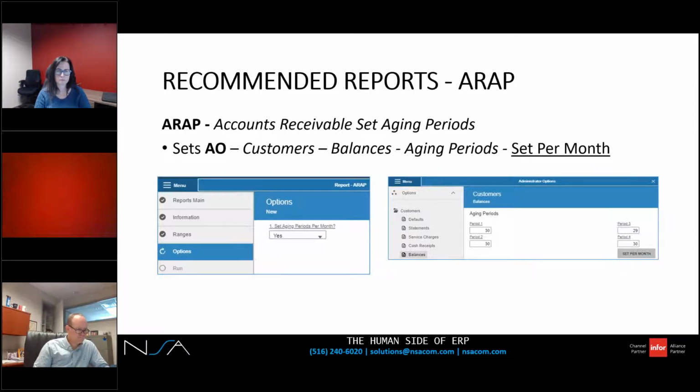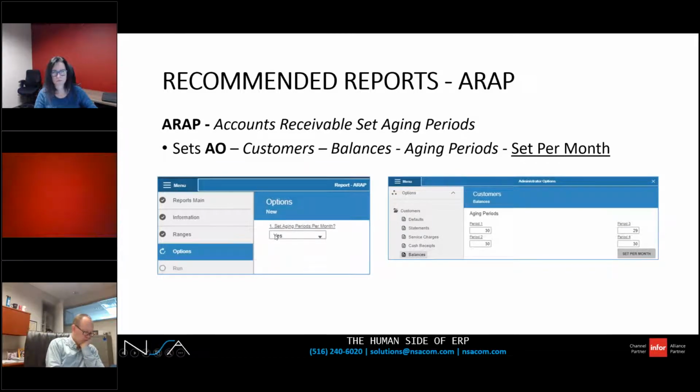An ARAP, I believe this functionality came out in some version of 10 or 10.2. So it really depends what version you're on. For those who are on older versions, for example, 61091 GUI, you may not have this option. But what this allows you to do is, rather than having to get into the administrator option, AO, and click on set per month, which would fill these dates in basically for the calendar periods if you want them to be even calendar periods, you run this report instead.